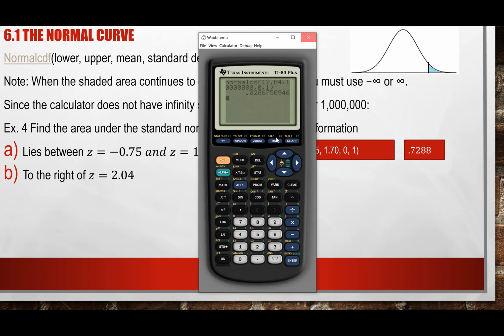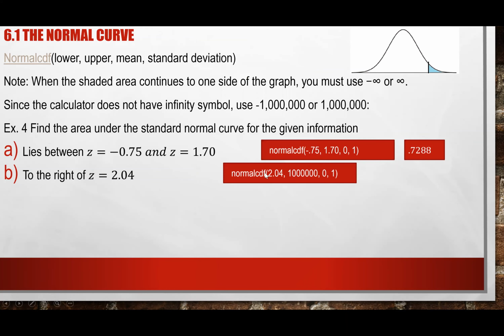So this is what you need to do: you just type in normal CDF, 2.04, that's your lower limit. Your upper limit is some humongous number. This one here, I use 10 million, 0.1. And again, your answer should be 0.02067, which you round to 0.0207. Let's do one more, and then I will take your questions if you have any.